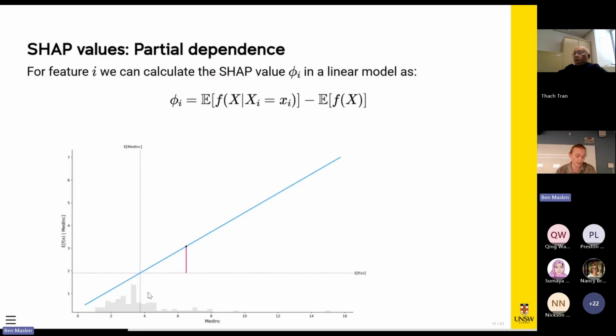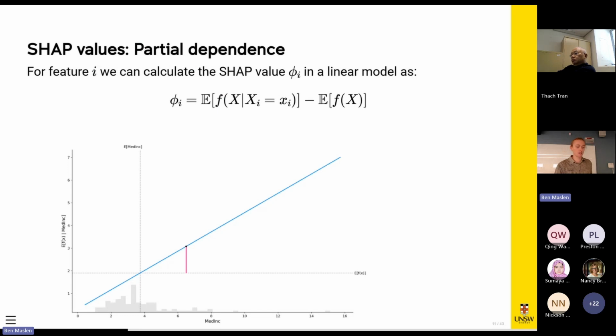We've got some dotted lines in here as well. The vertical dotted line here is the expectation of the median household income. This would be the average median household income, and the expected value of our function. So that's the average prediction that we get from our function.